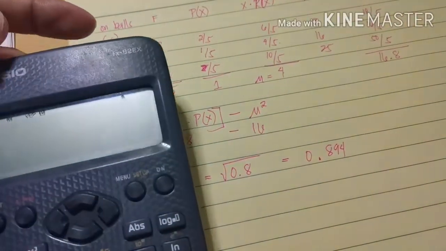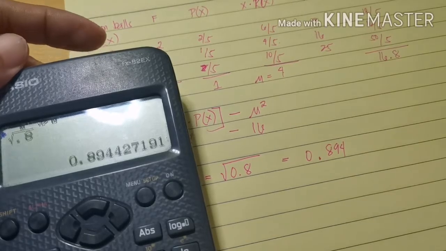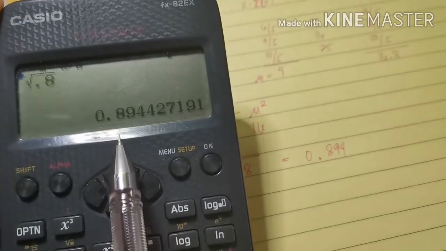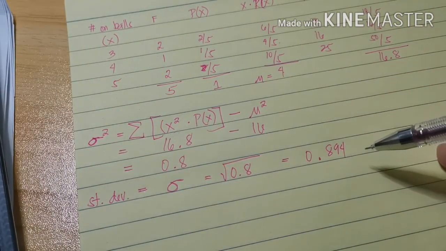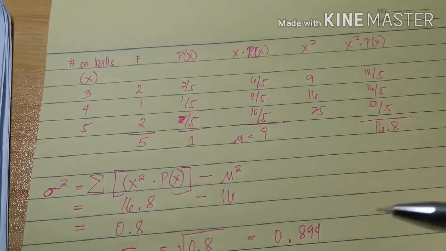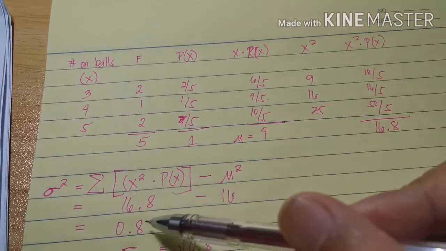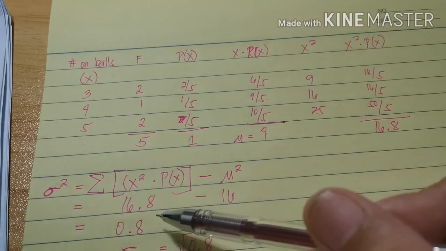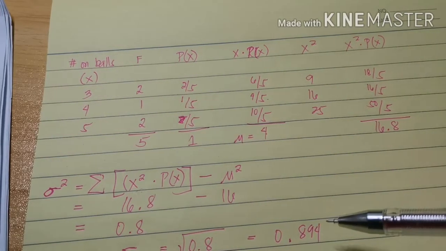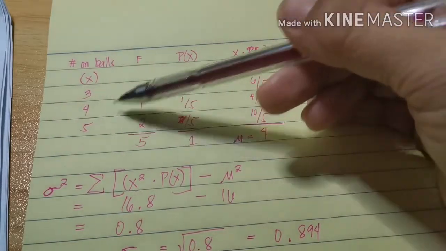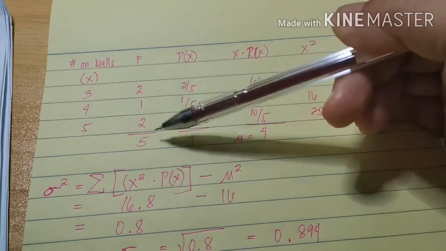Tama ba tayo? Okay, square root of 0.8 equals, ayan, 0.894. Ayan, so this is our standard deviation. Okay, so I hope this example is clear. The variance of the numbers on the balls is 0.8, and the standard deviation is 0.894. It makes sense kasi hindi naman magkakalayo yung mga numbers natin at saka yung number ng bola. Okay?